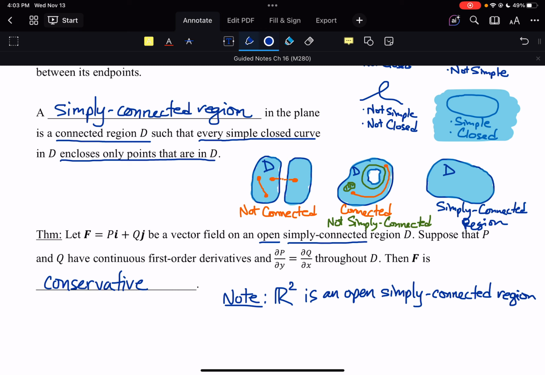Which means that as long as we know we're working on R2, an unrestricted domain on R2, we know that we can use this test. So this is great because now this allows us to just take 2 quick, easy partial derivatives. If they are equal to each other for all values, then the vector field is conservative. And if they are not equal for all values, then it's not conservative. Just like that.